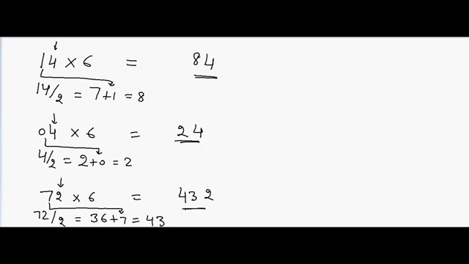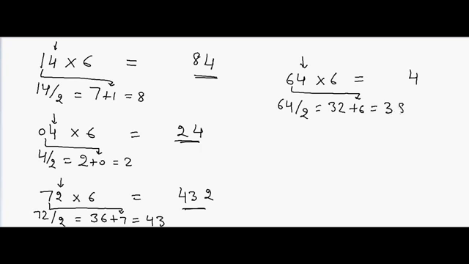Again, another example, if I have 64, I want to multiply by 6, in that case I'll take the last digit, which is 4, and then 64 divided by 2 is equal to 32, and then I'll add 6 to it, that will give me 38. The answer is 384.